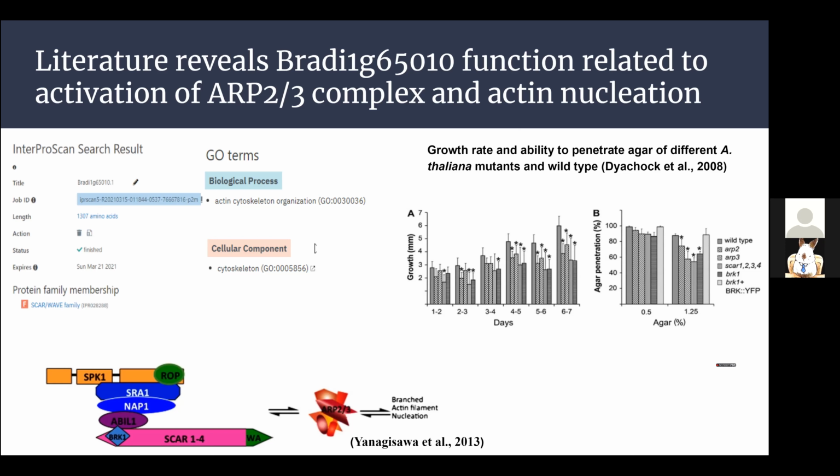structures for the cells. We also found experimental results which showed that mutating the genes coding for SCAR and WAVE protein impaired the ability of these plants to grow. So they had significantly less growth and strength, which is measured by agar penetration.